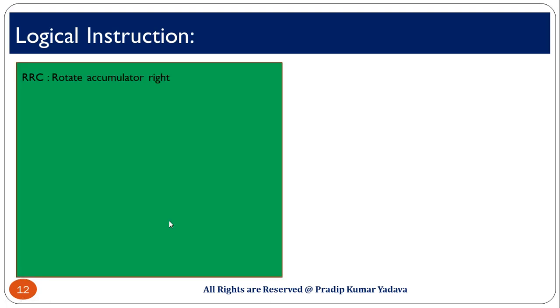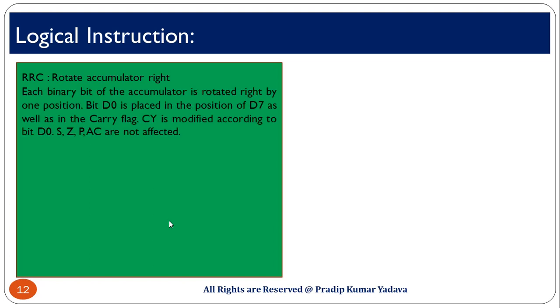Now we are talking about the most important instructions which come under logical instructions, the rotate instructions, and my request is, please listen carefully, then you can easily understand how this works. Okay, so first is RRC, which means each binary bit of the accumulator is rotated right by one position.